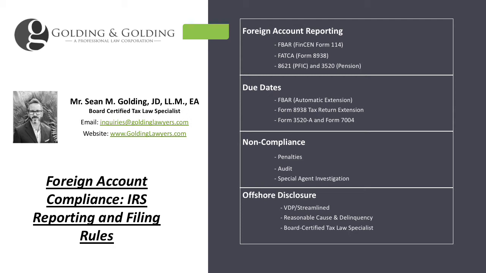Two of the most common forms you'll come across are the Form 8621, which is used to report passive foreign investment companies. Don't ask, it's brutal. We have separate presentations on that, but for most people, it's going to involve their foreign mutual funds and ETFs and things like that. The 3520 is used to report foreign trusts.